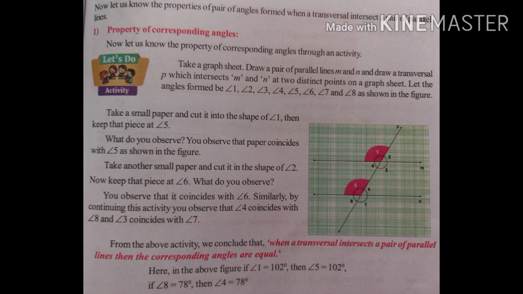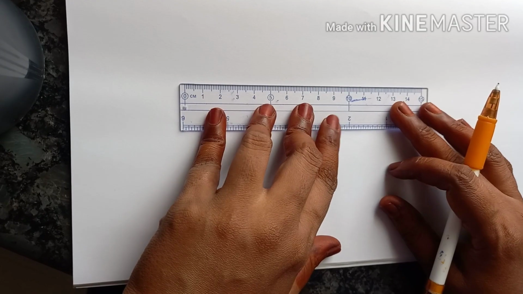Take another small pepper and cut it in the shape of angle 2. Now keep that piece at angle 6. What do you observe? You observe that it coincides with angle 6. Similarly, by continuing this activity, you observe that angle 4 coincides with angle 8 and angle 3 coincides with angle 7.